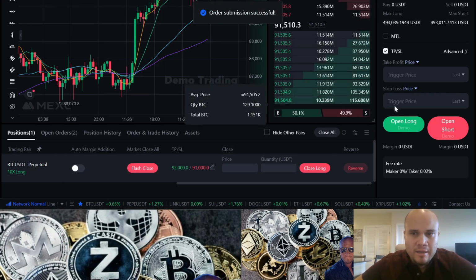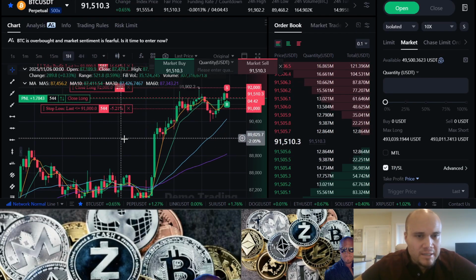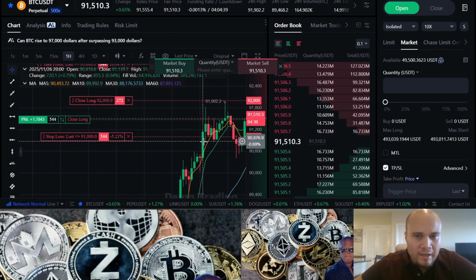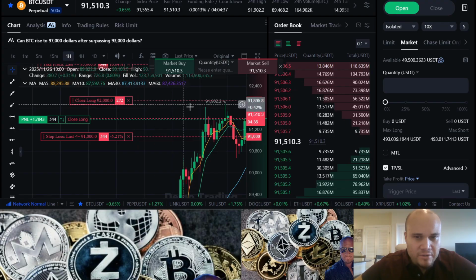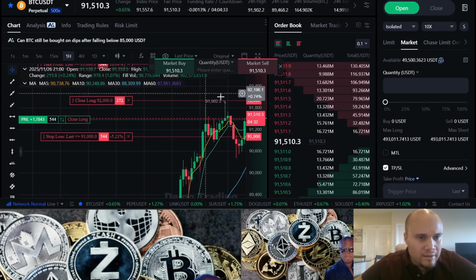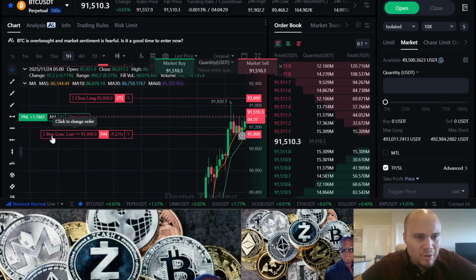Awesome. Okay. Now going back to the charts here, you can see that I now have a possible close long position here at 92K. So when Bitcoin gets up to 92K, it will close out that long there. Also here, you can see that there's a stop loss. Stop loss is set at 91K.